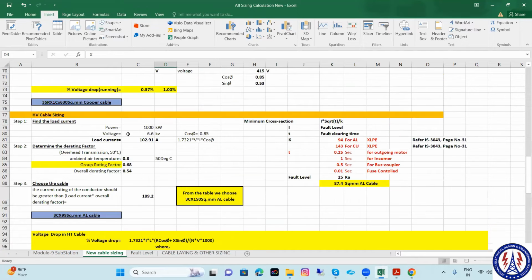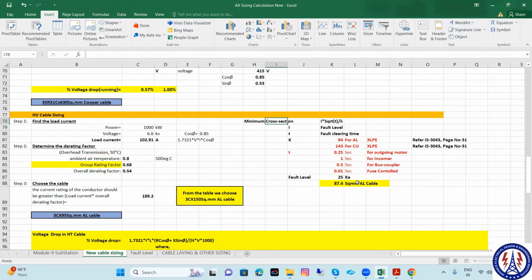So for ST cable sizing, suppose I am having a motor load at 6.6 kV. The current will be 102.91, and this is my current requirement from the cable, 189. The second criterion is the minimum cross section. The formula for this is I root T upon K, where I is the fault level, T is the fault clearing time, and K is the constant.